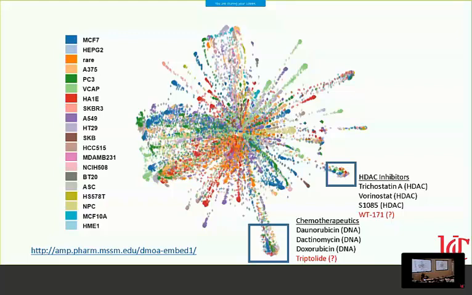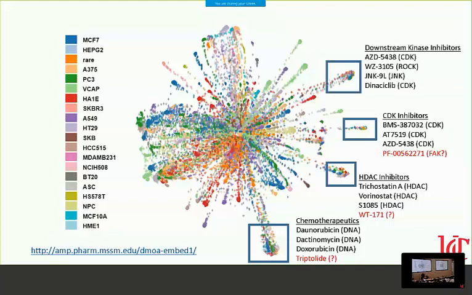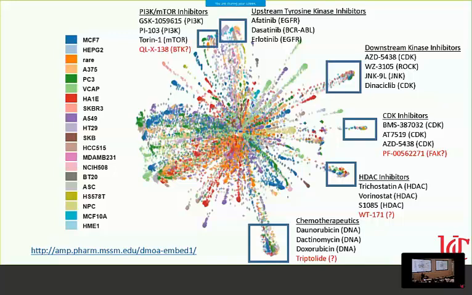These are some HDAC inhibitors that are cell agnostic. And then you have some CDK inhibitors. And these are some other downstream kinases that are all there. And then the upstream tyrosine EGFR type of kinases are clustered in that corner. And then these are some mTOR and PI3 kinase inhibitors with some novel ones.